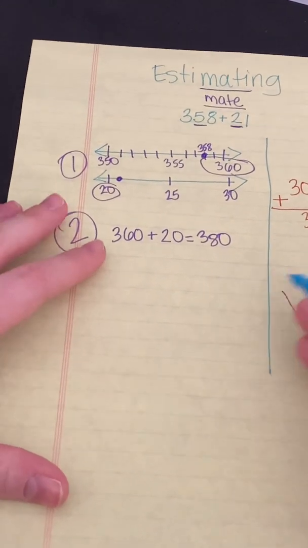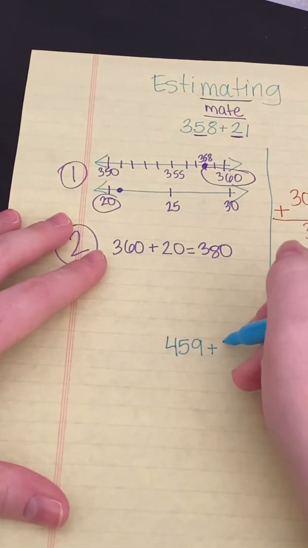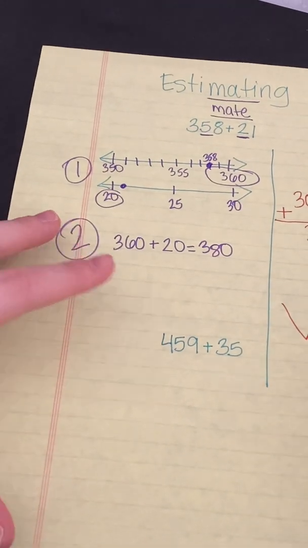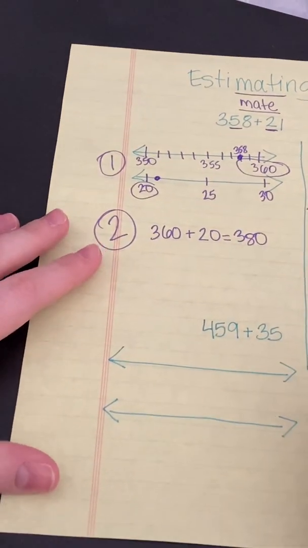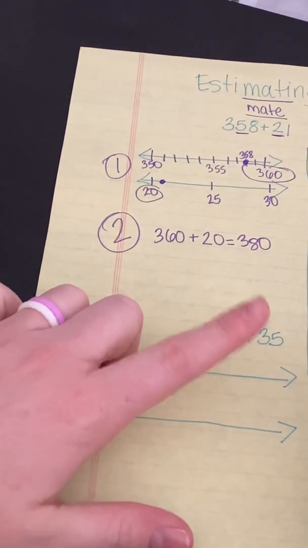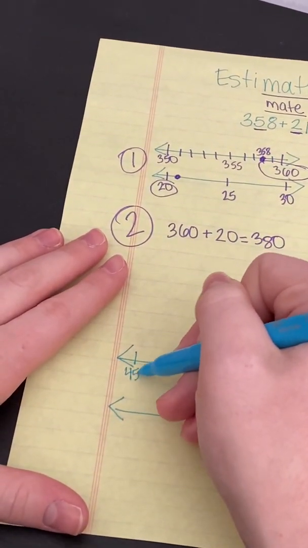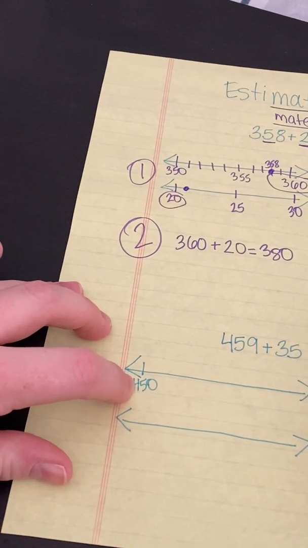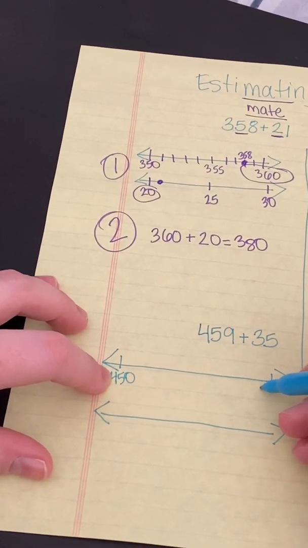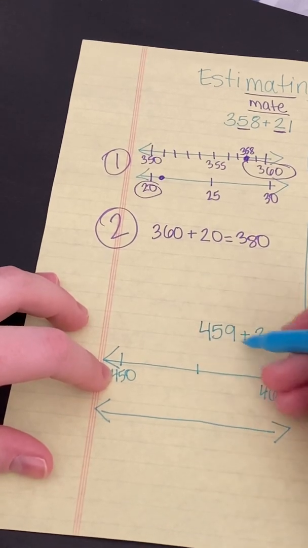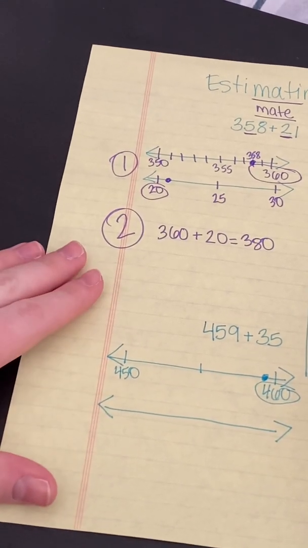Another problem that I could do is 459 plus 35. So again, if I am estimating, I'm going to have two parts over here. So I'm going to round each of those numbers, and then I'm going to add or subtract them depending on what the problem is. Again, this is another addition problem, so I'm going to find the sum. So 459 has 45 tens, or 450 would be what that value is. And 450 plus 10 is 460. And 459 is right here, which is 1 away from 460. So I'm going to use 460 as my rounded answer.